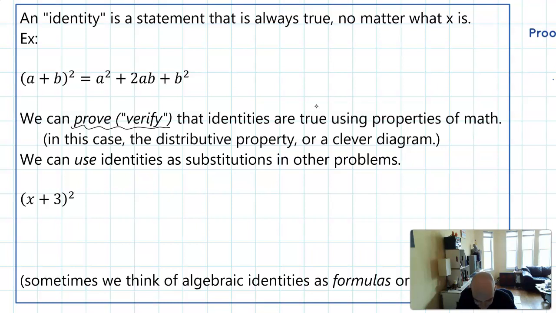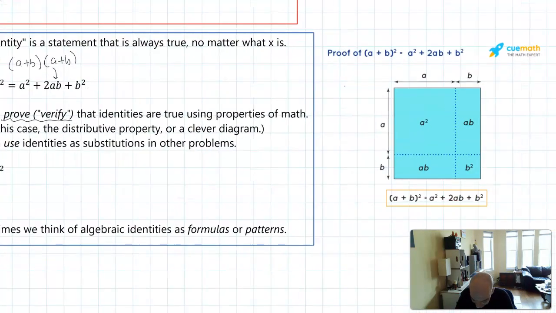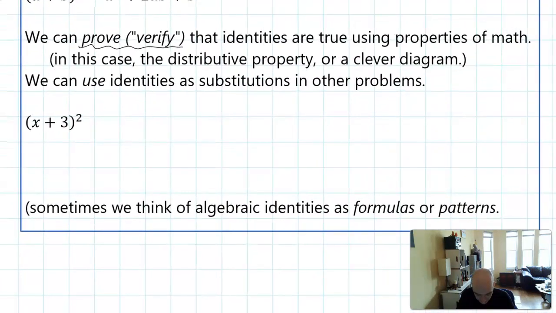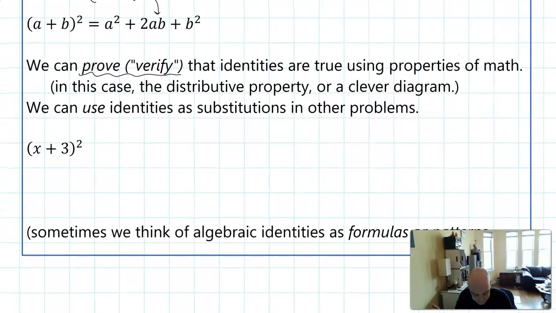You might prove that this identity is true by using the distributive property and confirming that it equals the expanded version. You might also prove that identities are true by constructing a diagram. This is a diagram of that same identity that uses an area model to justify why that expansion is valid. And then once we have proved an identity, we can use it in other circumstances.